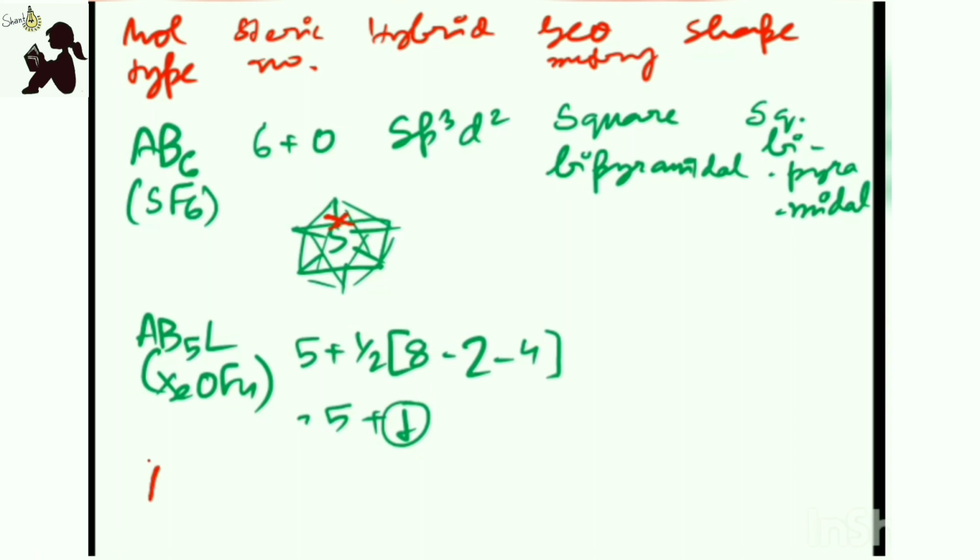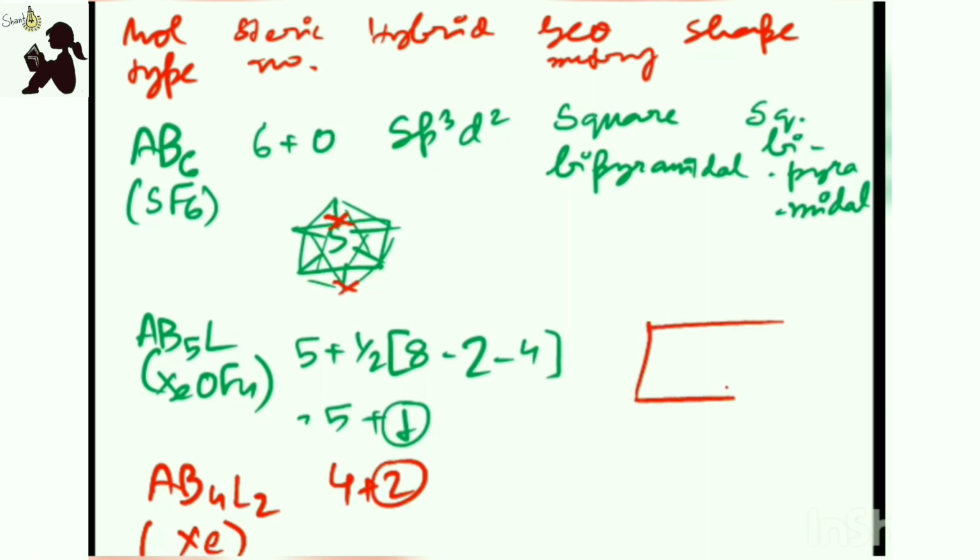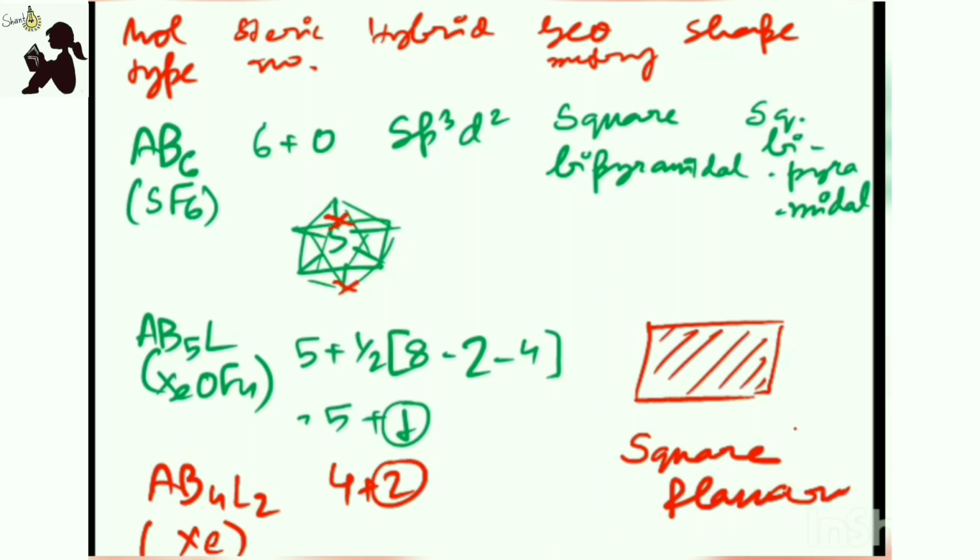Okay. So next is the last type, that is AB4L2. Here you can see its example is XeF4. Its steric number will be 4 plus 2. That means it has two lone pairs. So its hybridization will be sp3d2, geometry will be square bipyramidal, but here another bond is excluded from the axial position. So what will its shape be like? It will be like a flat square platform, right? Because two pyramids, from where the pyramid is formed, that bond is excluded. So we call it square planar. Okay.